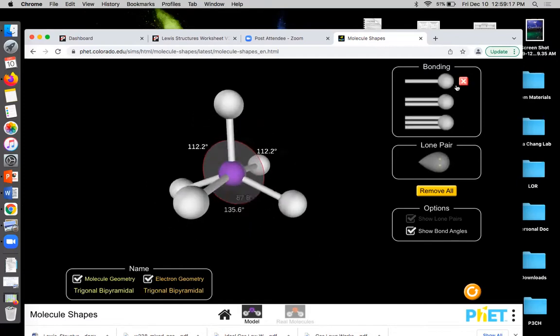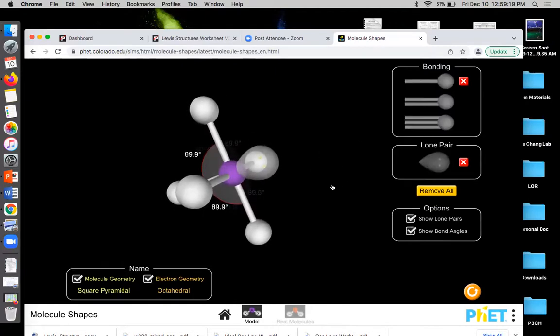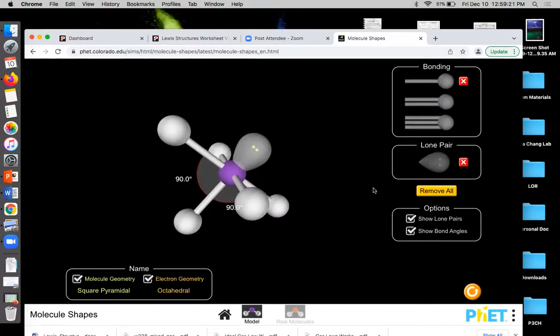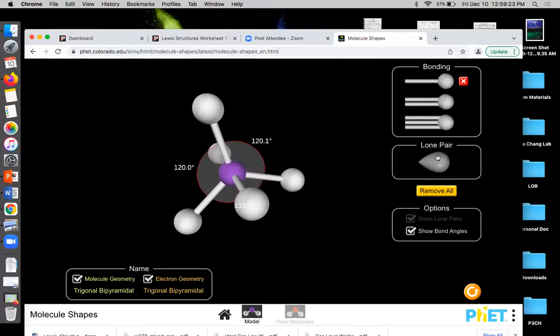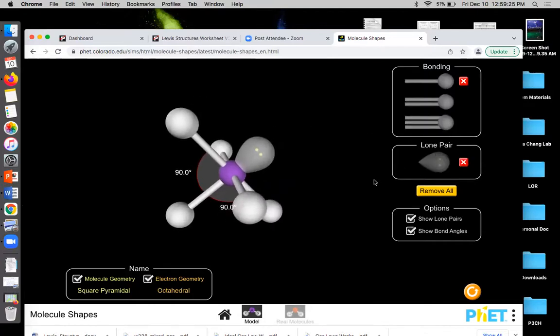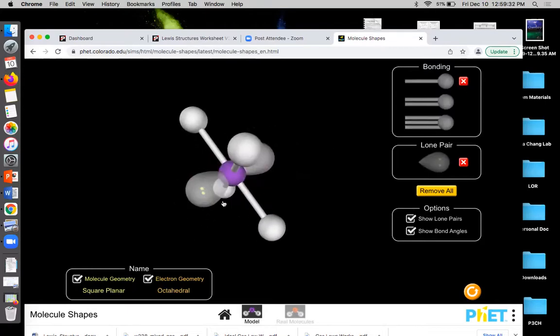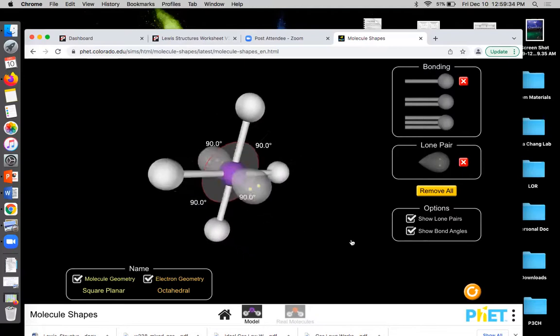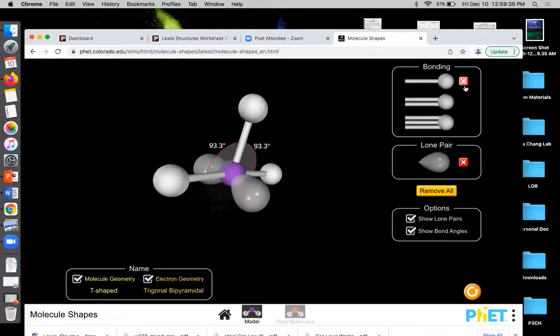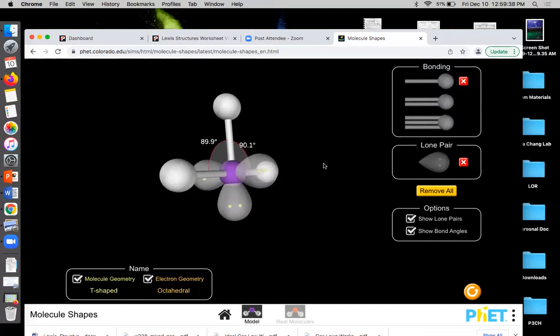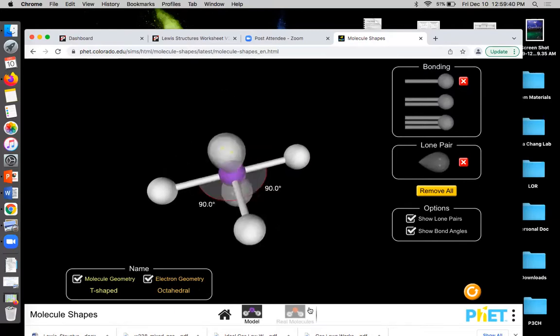And so you guys can go ahead and add in lone pairs. If you want to explore square pyramidal, if I remove this and add in 2 lone pairs, oops, I need to take out 1 bond, add another lone pair, I get square planar, right? If I take out 1 bond and then add another lone pair, I get T-shaped.